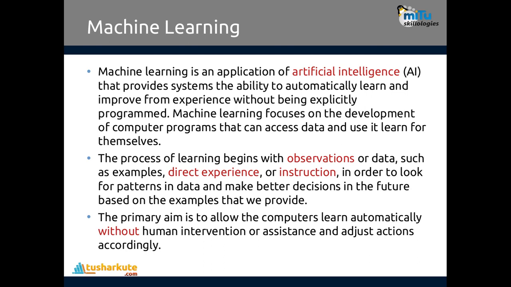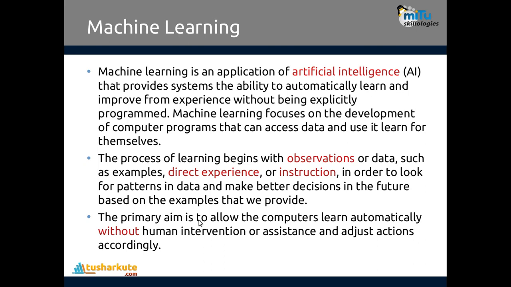Now what do you mean by machine learning? So machine learning is an application of AI, artificial intelligence, that provides system the ability to automatically learn and improve from experience without being explicitly programmed. Machine learning focuses on the development of computer programs that can access data and use it to learn for themselves. The process of learning begins with the observations or data, such as examples, direct experience or instructions. Okay, so previous data should be available for us, observations, in order to look for the patterns in the data, and make better decisions in future based on this example that we provide.